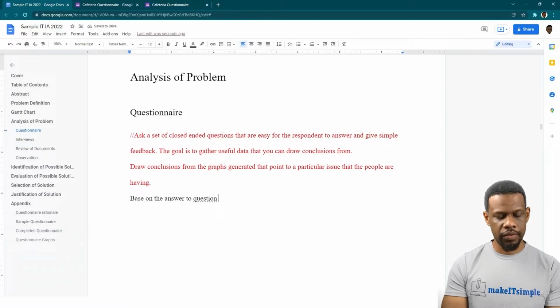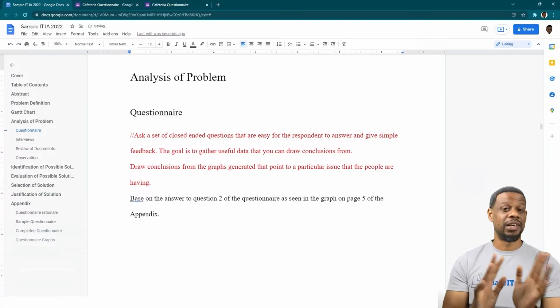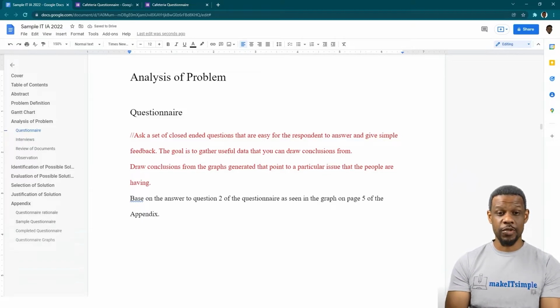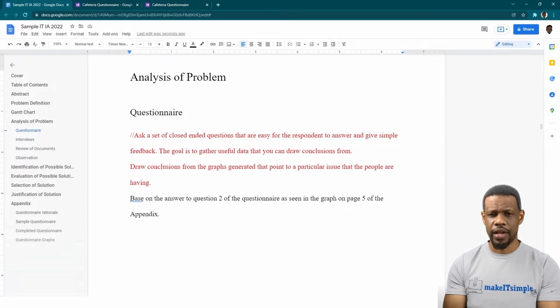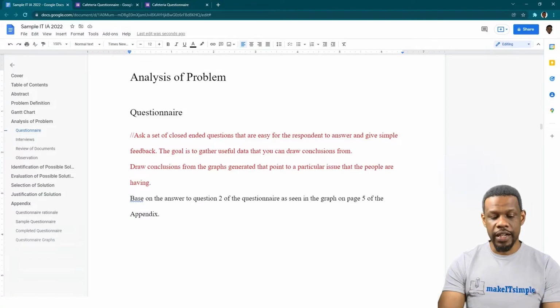I'm going to say, based on the answer to question 2 of the questionnaire, as seen in the graph on page 5 of the appendix. There are many ways I can reference the appendix. You could say appendix 1, appendix 5, and so on. I just put page 5 of the appendix because it's straightforward. But if your teacher wants you to reference it a particular way, please do so.